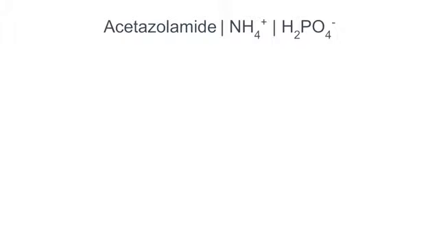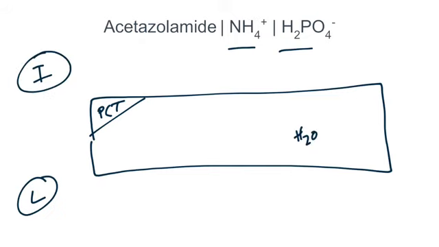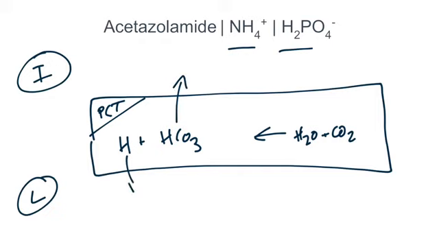Okay, here's another question. How would acetazolamide affect the concentration of ammonium and dihydrogen phosphate in the lumen of the nephron? Let's draw this out. This is the proximal convoluted tubule. This is the lumen of the nephron, and this is the interstitium. Water and carbon dioxide react within the PCT to form bicarb and acid. Bicarb is reabsorbed, and the acid is secreted. As we know, the same reaction occurs in the lumen of the nephron.